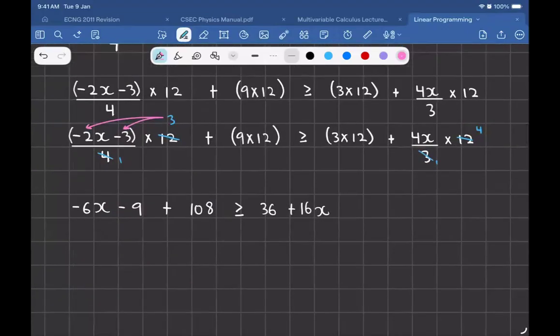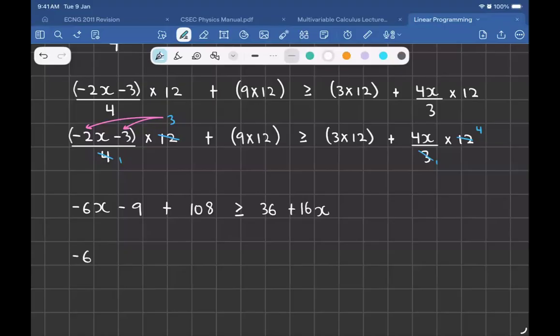So tell me, Sahara, what terms should be on the left-hand side? The variables. The what? The variables, you say? Yeah. What are the variables in this question? Negative 6x and 16x. Nice. And what are the constants or numbers in this question? Negative 9, 108, and 36. Nice. So before we look to move things across, let's see if we could simplify.